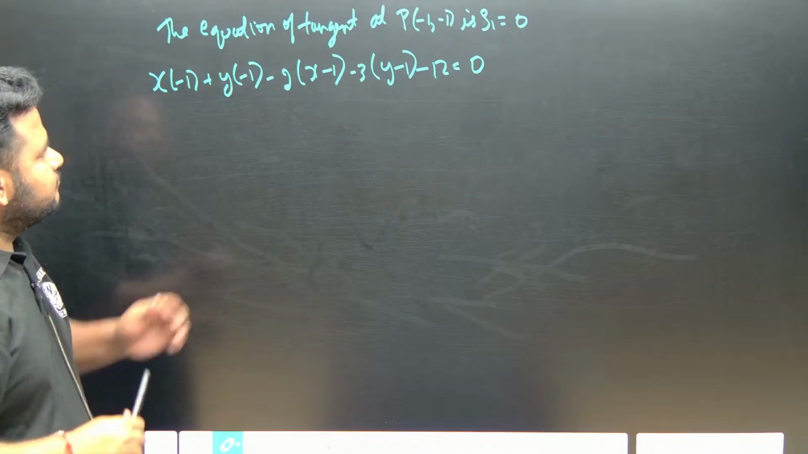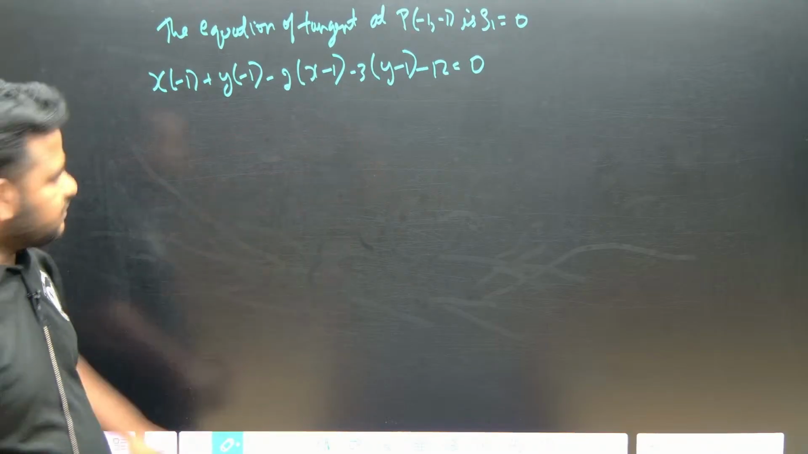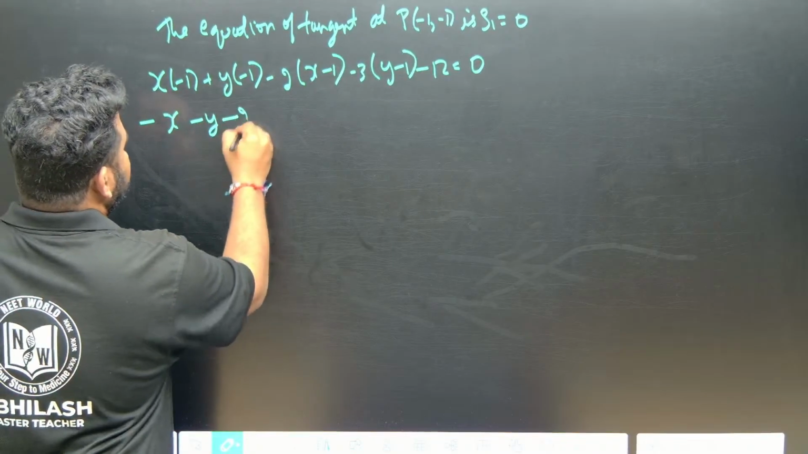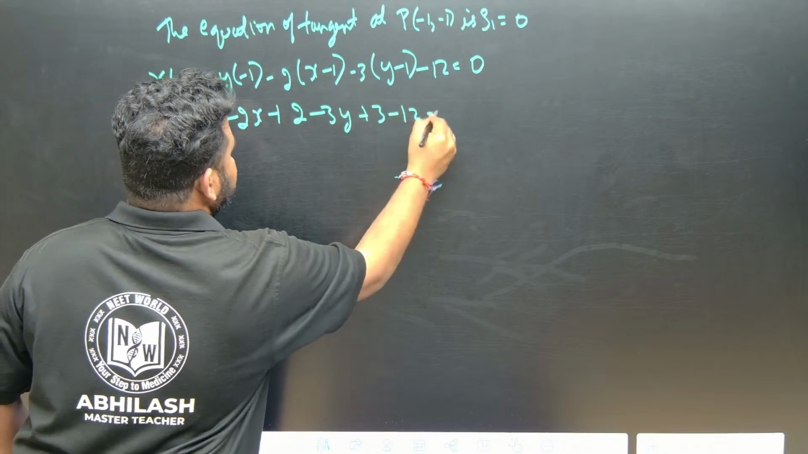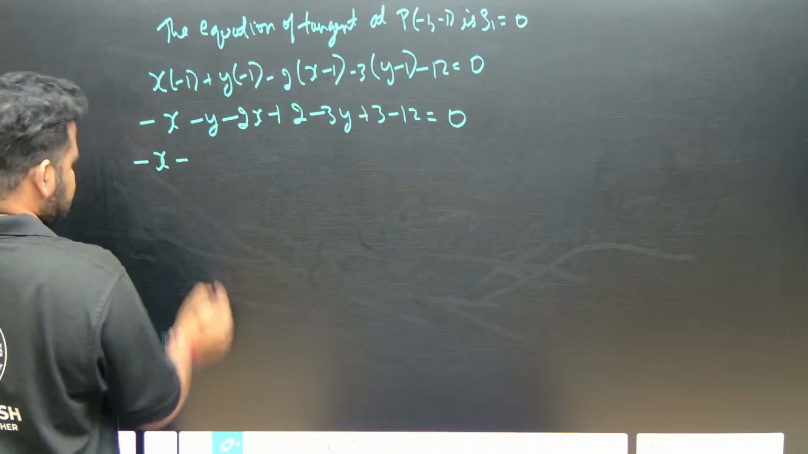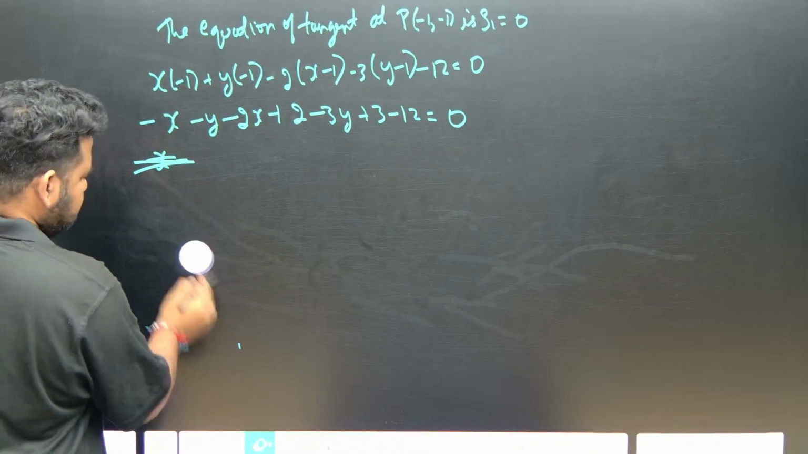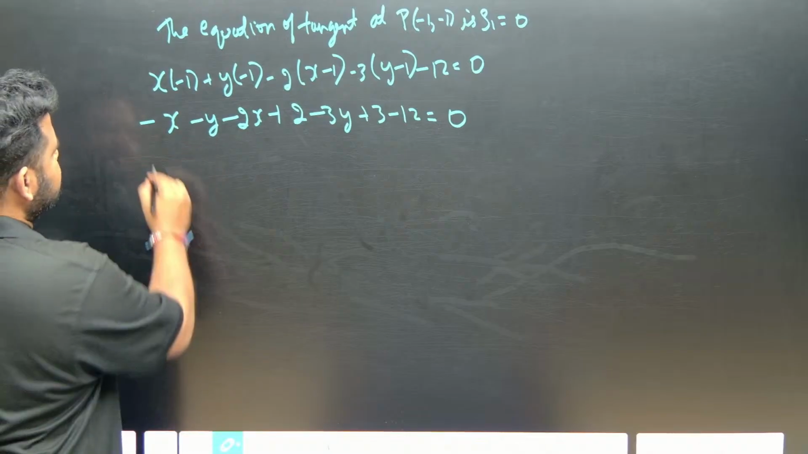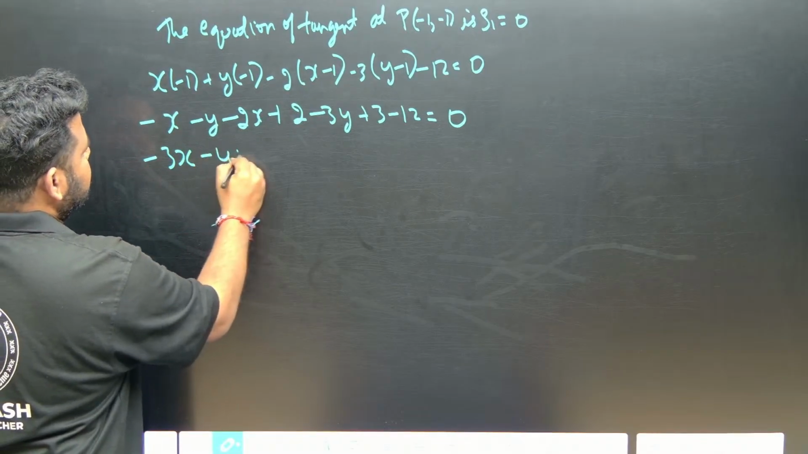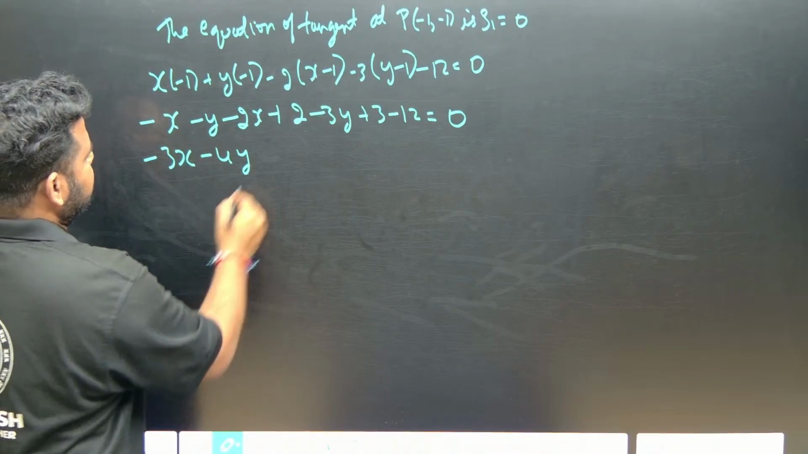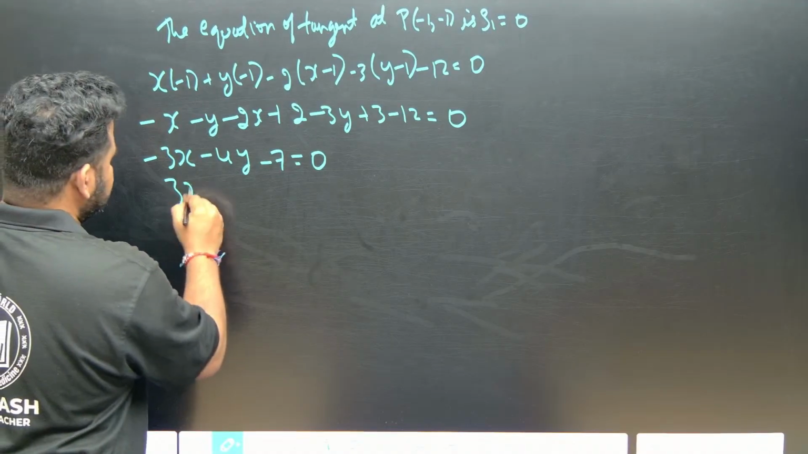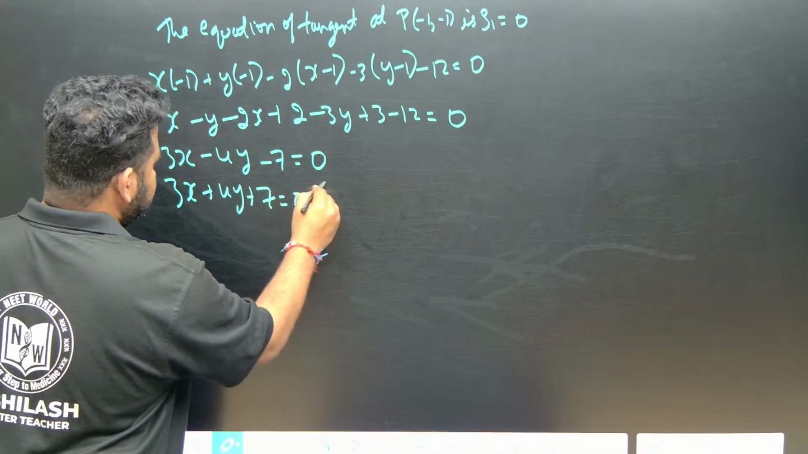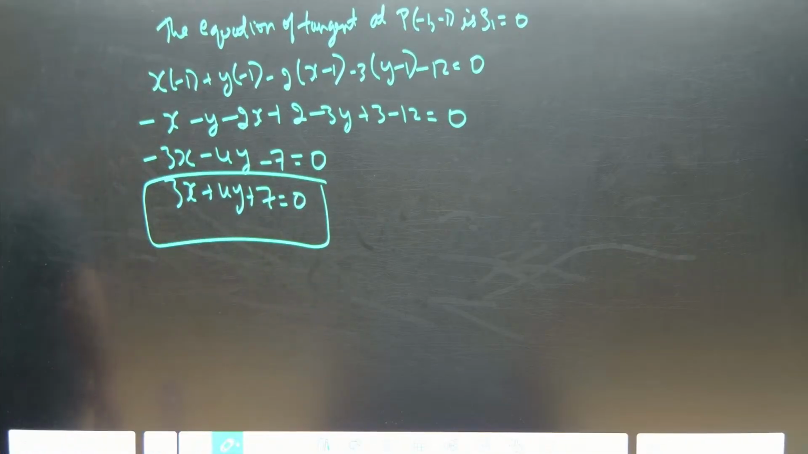On solving this, friends, we will have minus x minus 2x plus 2 minus 3y plus 3 minus 12 is equal to 0. Now minus x minus 2x is minus 3x, minus y minus 3y is minus 4y, plus 2 plus 3, 5, 5 minus 12 is minus 7, equal to 0. If I take minus outside, this will become 3x plus 4y plus 7 is equal to 0. This is the required equation we will have, correct?